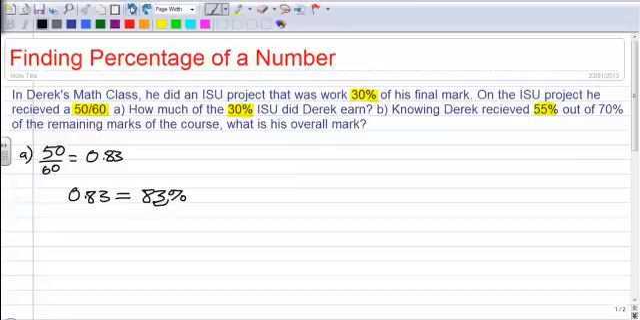Same thing goes to say if I said, what is 0.45? That's going to be 45%. And you can go the other way. If I said I got 75% on something, that's going to be equal to 0.75.